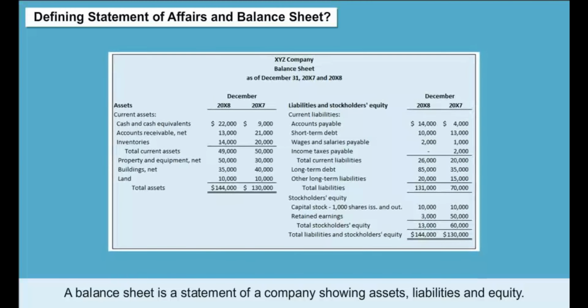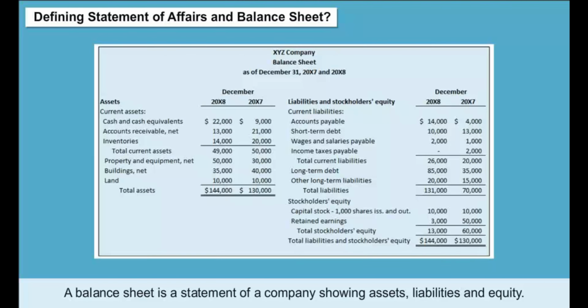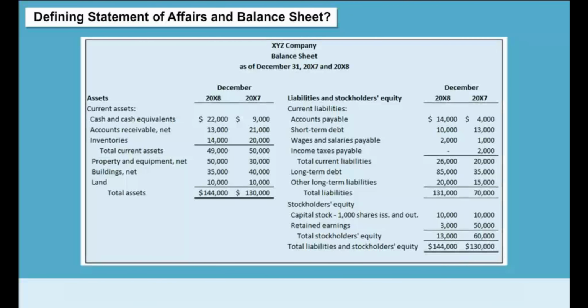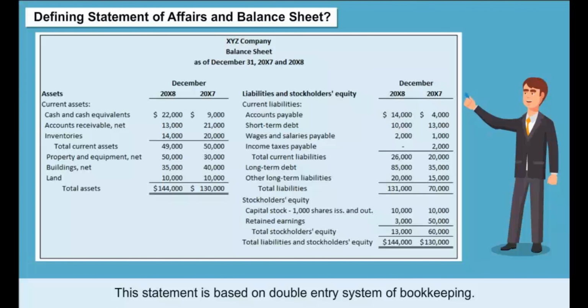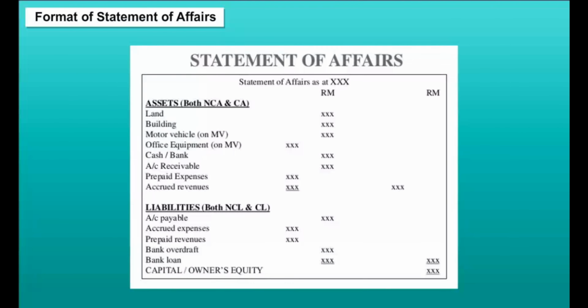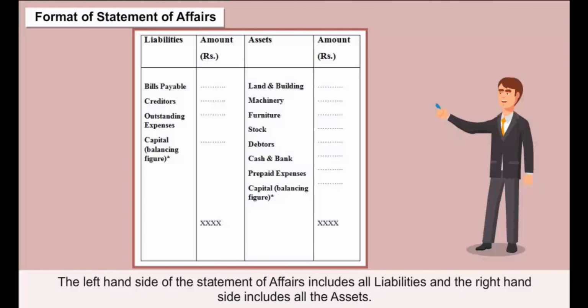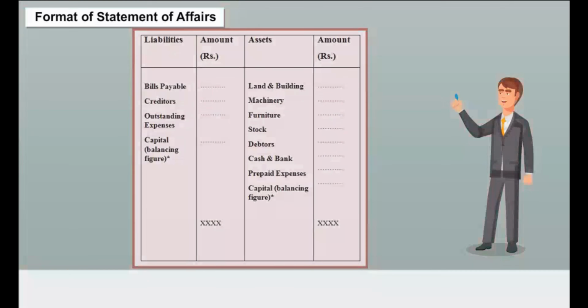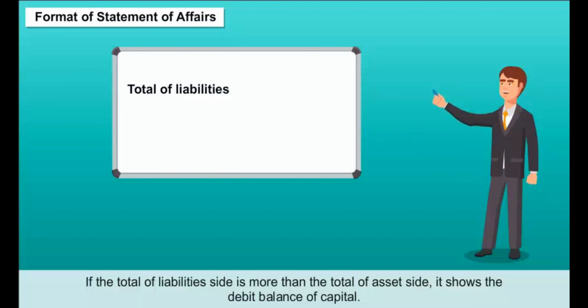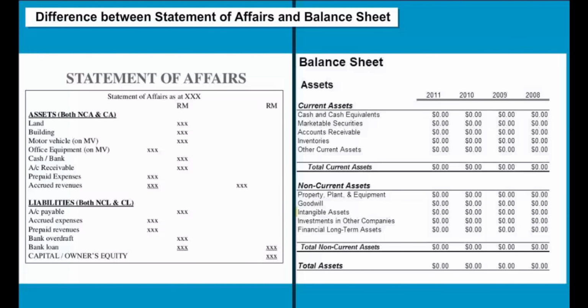A balance sheet is a statement of a company showing assets, liabilities, and equity. This statement is based on double entry system of bookkeeping. Format of statements of affairs. The left-hand side of the statement of affairs includes all liabilities and the right-hand side includes all the assets. If the total of liability sides is more than the total of asset side, it shows the debit balance of capital.